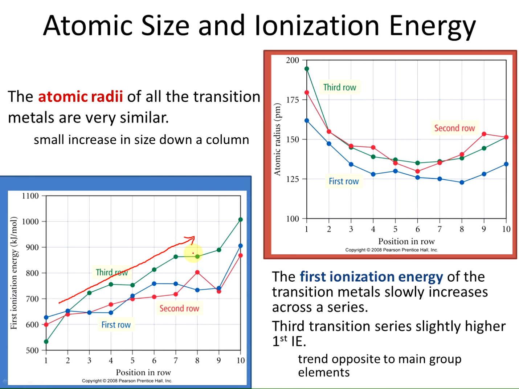Now, the third transition series, so the third row in the transition series, is actually higher. So notice this green row is above the first and the second row. So what this means is it's harder to remove an electron from a third row transition metal than it is for a first or second row. And this is actually opposite to the trend that we saw for the main group elements, because for the main group elements we said that ionization energy increases as you go across and as you go up the periodic table, whereas here we see the opposite trend with the transition metals.